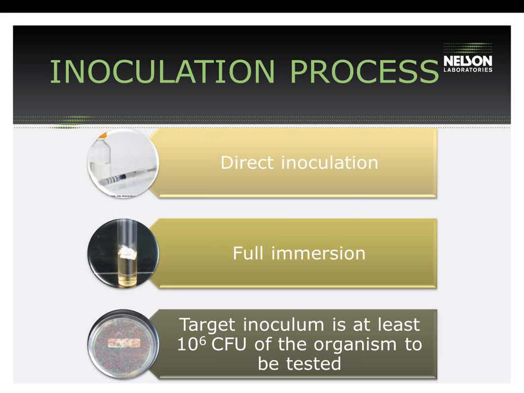Full immersion, in the other case, is used when tissue samples can't hold inoculum on the surface due to small size, irregular shape, or surface tension, which we do see with a lot of tissue samples as well. Each sample is inoculated with a target inoculum of at least 10 to the 6 CFU of the organism to be tested. This titer is chosen to challenge the process in the worst case scenario.